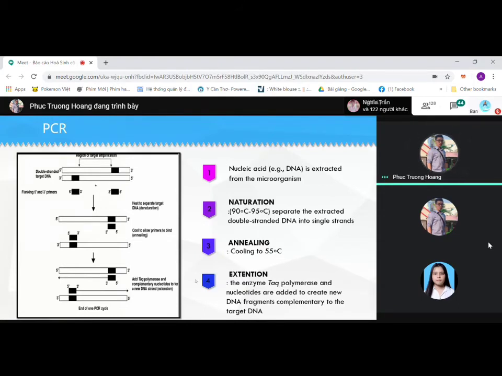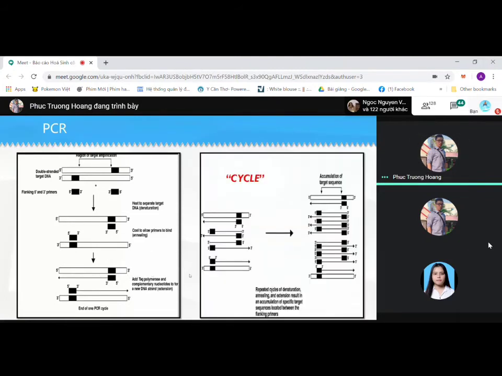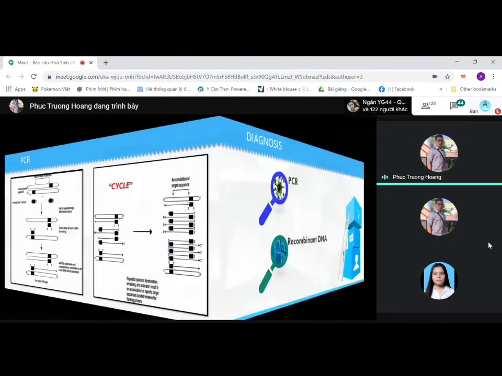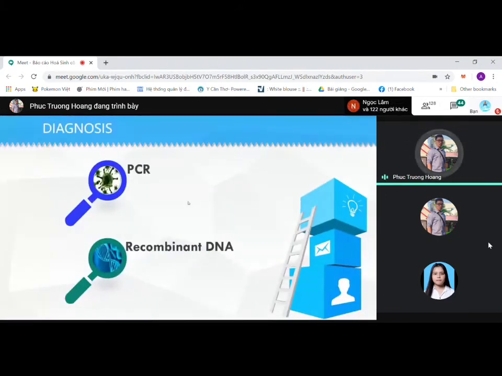that we separated. And the last step, that is extension. The enzyme Taq polymerase and nucleotides are added to create new DNA fragments complementary to the target DNA. And after that, we will repeat a lot of cycles, and the result is an accumulation of specific target sequence. As you can see here, a lot of target sequence. That's PCR. Next, we move to recombinant DNA.